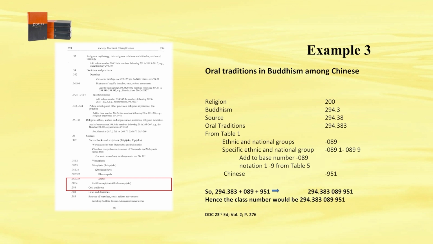So let's synthesize the number. The number will be 294.383, that is the oral tradition of Buddhism. Then we add 089 that we have found in Table 1 for national and ethnic group, and finally from Table 6 we have found the number of Chinese, that is 951. So the final class number will be 294.383.089.951. I think you have got it. So proceed for the next.